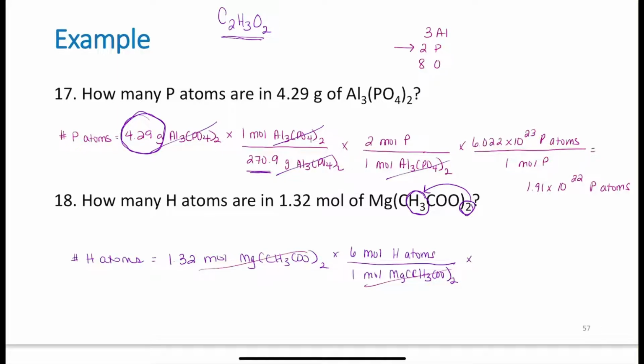hydrogen atoms. Now that I've got moles of hydrogen, I'm going to multiply by Avogadro's number, 6.022 times 10 to the 23rd hydrogen atoms to 1 mole of hydrogen. And the final answer here, 4.77 times 10 to the 24th hydrogen atoms. I hope this isn't too messy for you guys to read. I'm sorry. I'm not very good at writing on little screens.